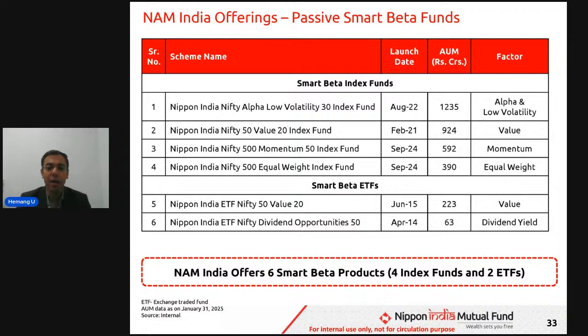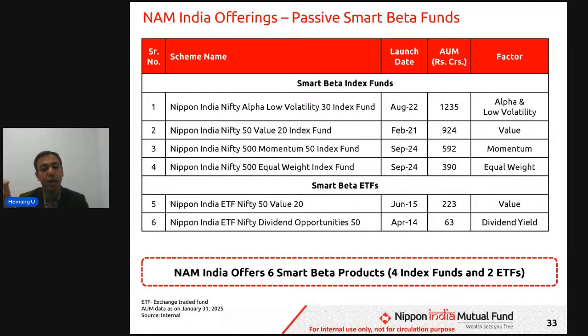Coming to Nippon India, we offer almost six products in the smart beta category. As you can see here, the first product is Alpha Low Vol, which I explained, a combination of two factors, alpha and low vol. It takes a universe of 300 stocks and picks 30 stocks based on both factors. So 300 stocks will be analyzed basis alpha and basis low vol. 50-50% weightage, or weighted average, will be given to both scores of alpha and low vol, and the top 30 will be picked up.